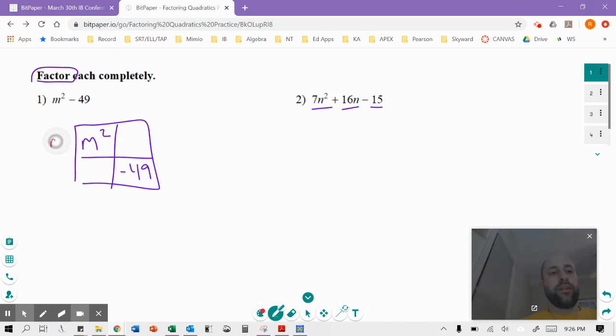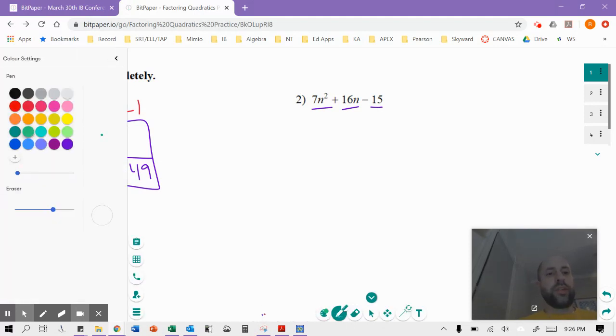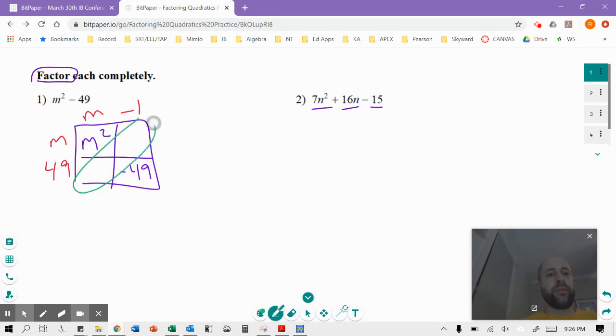So starting here, I know this has to be m and m, and then down here, negative 49, one option would be 49 and negative 1, but then you've got to remember that we have to check. We have to check this term, and this part right here is where that middle term comes in, and this has to add up to 0m in this case. So if I use negative 1 and 49, that middle term is not going to add up to 0m. So it's not negative 1 and 49.